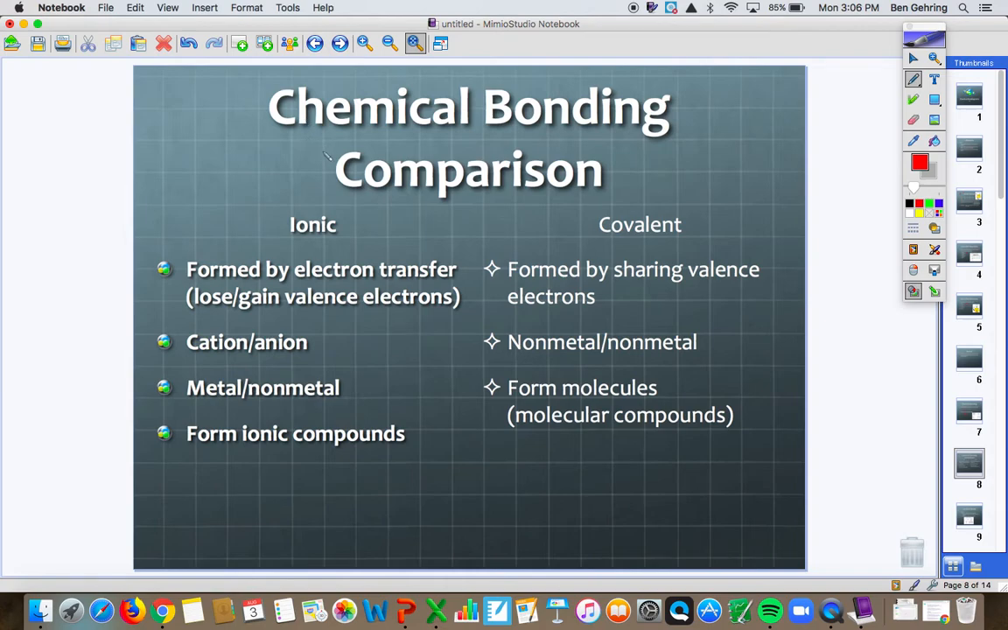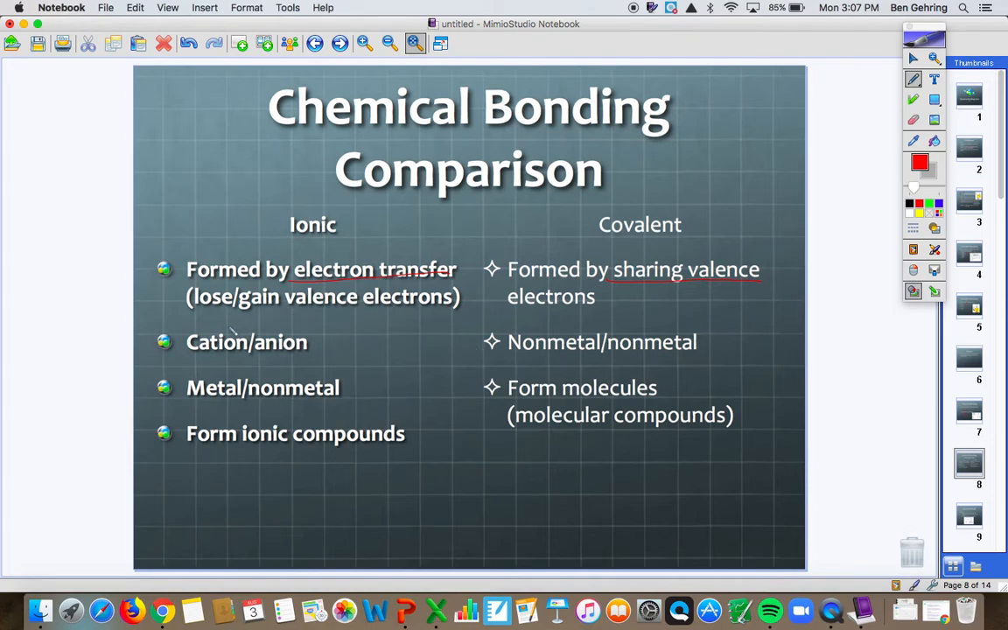To compare ionic and covalent, we have some differences. So 1, ionic bonds are formed from electron transfer. So atoms lose or gain valence electrons, whereas covalent bonds are formed by sharing valence electrons. So ionic gains and loses, covalent shares.